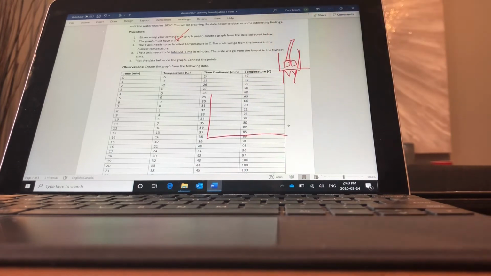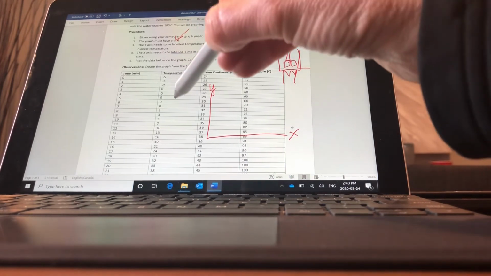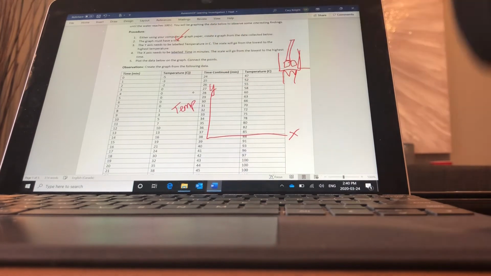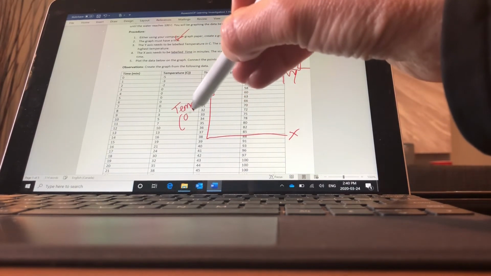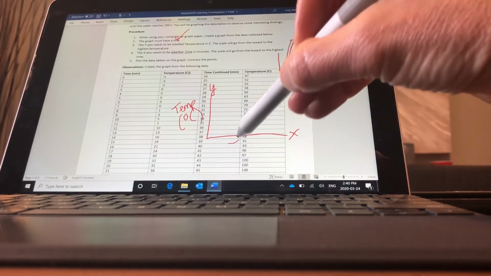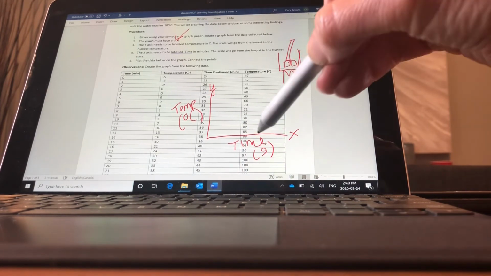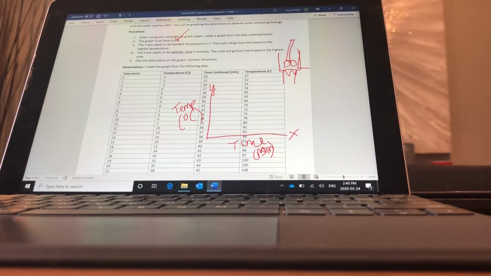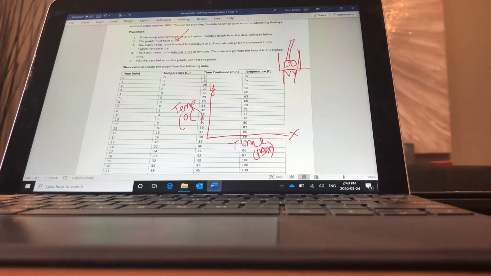So I'm assuming you guys know this, but I'm just going to recap it quickly. This is the y-axis. This is the x-axis. You need to label it because this is physics, right? So you have to actually label what you're seeing. So temperature is going to go on the y-axis, and that is in degrees Celsius. And time is going to always be on the bottom, on the x-axis, and that is going to be in minutes. Now, that's really important to remember to put the units in as well.